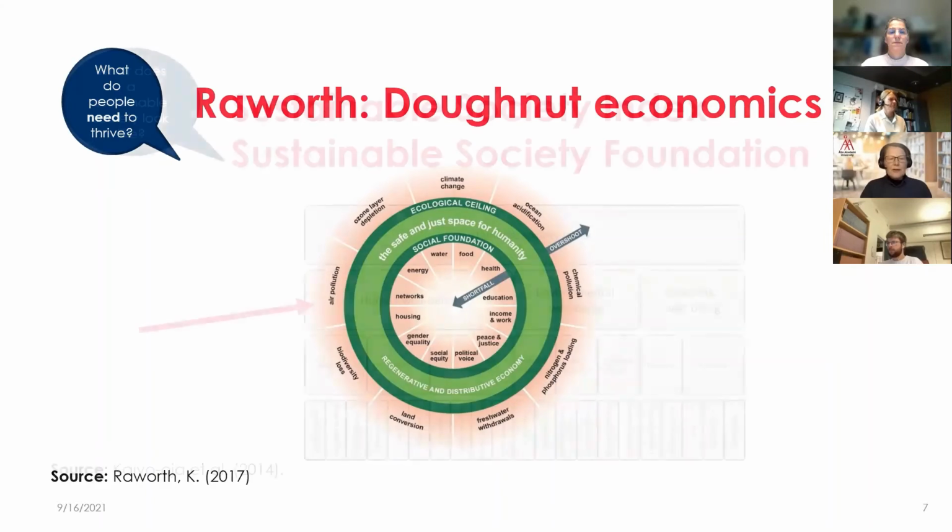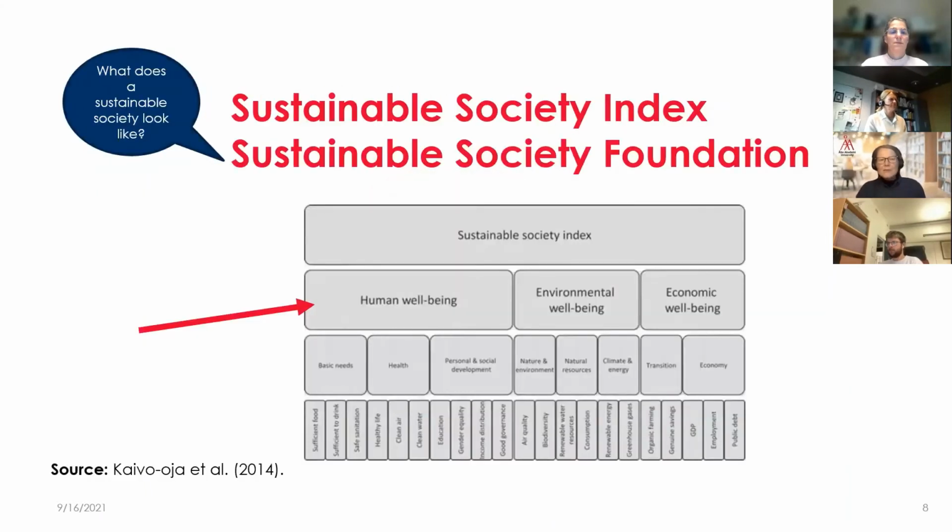Then if we want to look at society, what does a sustainable society look like? One attempt at looking at this is what you can see here, the Sustainable Society Index by a foundation called the Sustainable Society Foundation. Here you see that in the index there are categories at the right: economic well-being, environmental well-being, and human well-being, which would represent socially sustainable development if the society in these categories is successful.